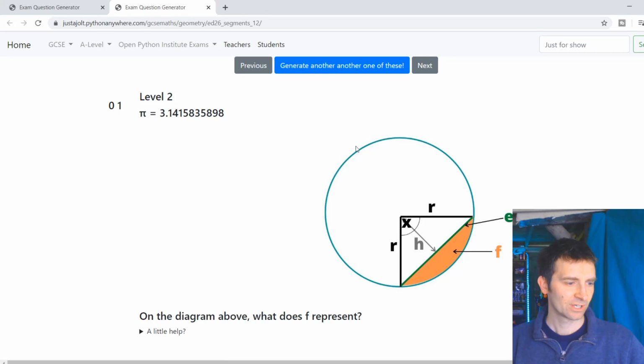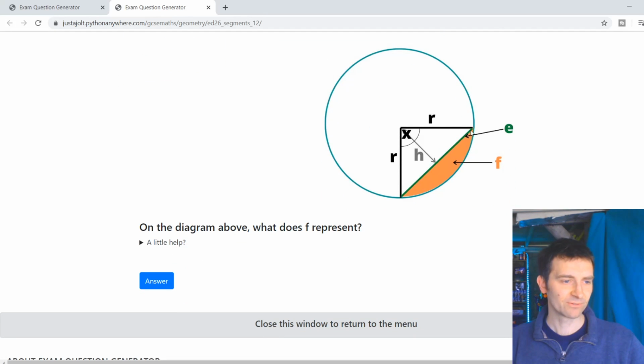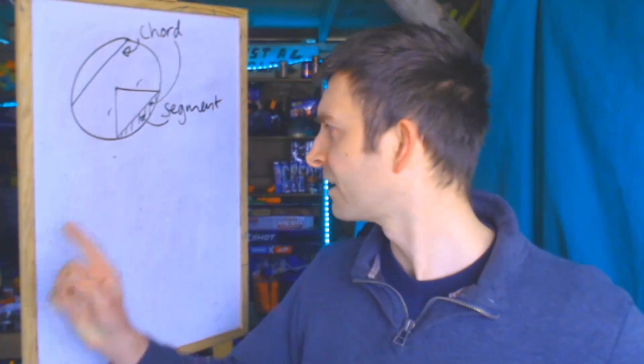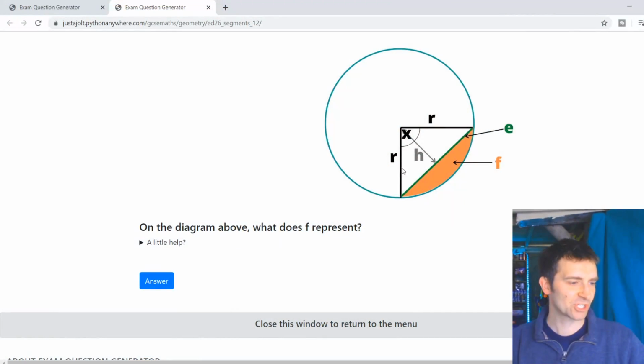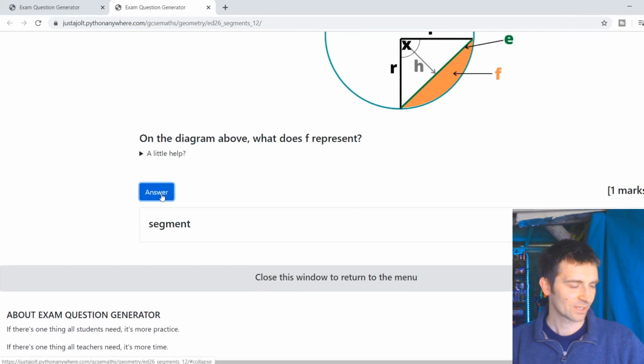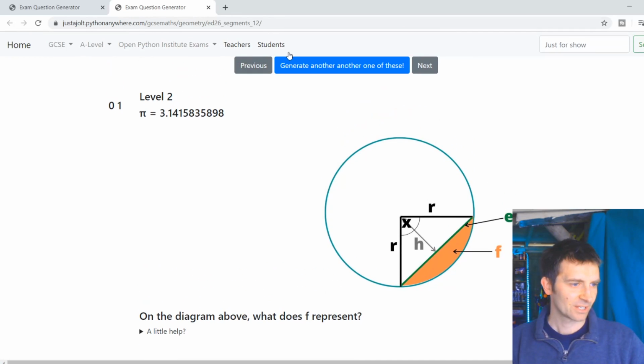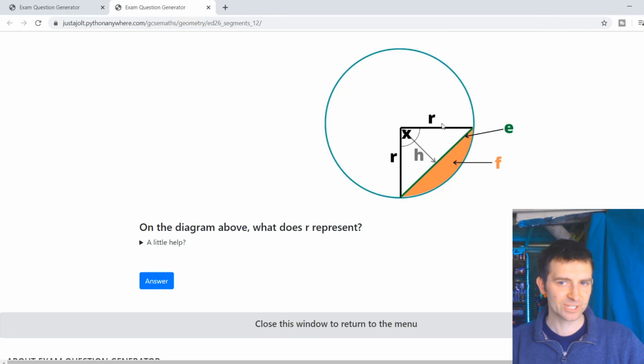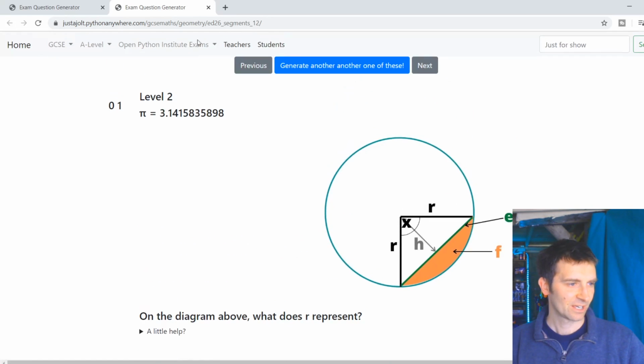Generate another question. In the diagram above, what does F represent? Well, you've got E right there slicing off this bit, and what do we call that? Segment. So the answer we should get right here is segment. So let's see if that's the answer we get. Yep, segment. There we go. Let's just take one more. Can't imagine that too much more stuff is going to come up. What does R represent? Obviously, that's going to be a radius.